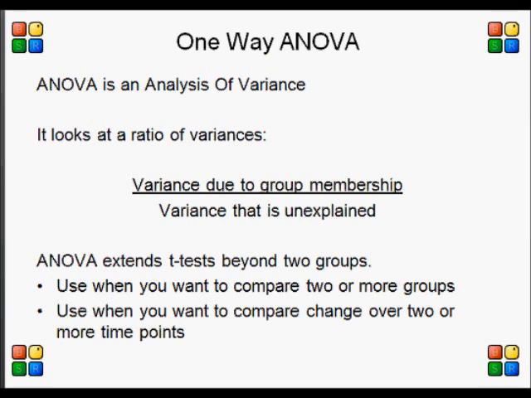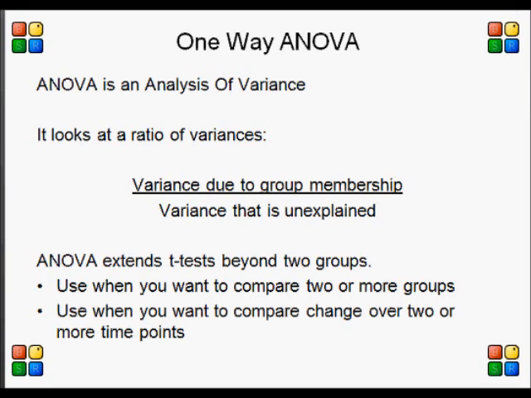ANOVA stands for Analysis of Variance, and it looks really at a ratio of variances. This is a conceptual way to think of it. And it's really the variance that is attributed to group membership divided by the variance that is not explained. We're going to call the group membership between subject effects, and we're going to call the variance that is unexplained within subject variance.